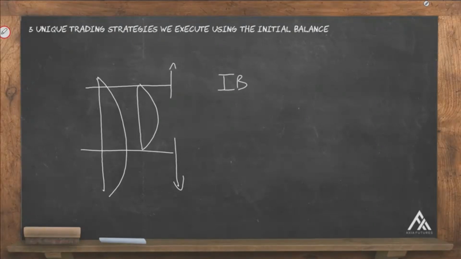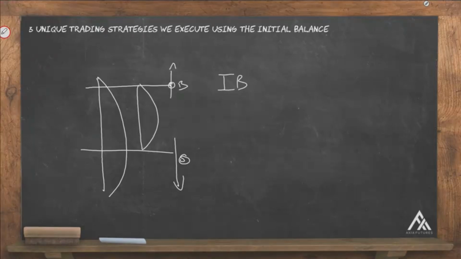We don't want to preempt that it's going to break in the initial balance. What we want to do is wait for the flow, wait for the market to give us the information, and then look to execute buy orders on the break to the upside and sell orders on the break to the downside. Now a few things to pay attention to when looking at this setup.